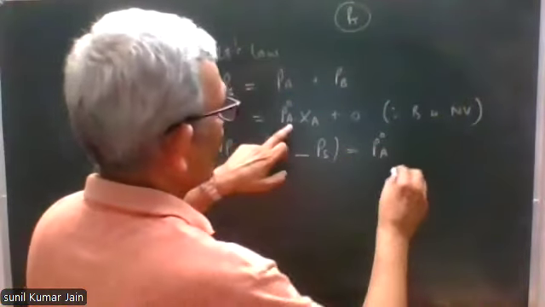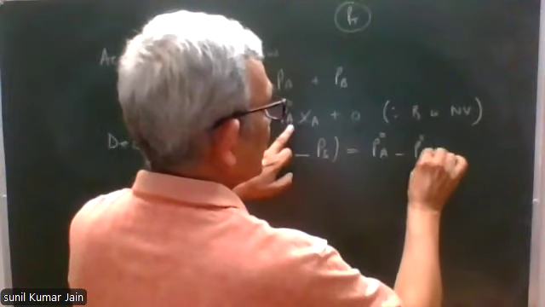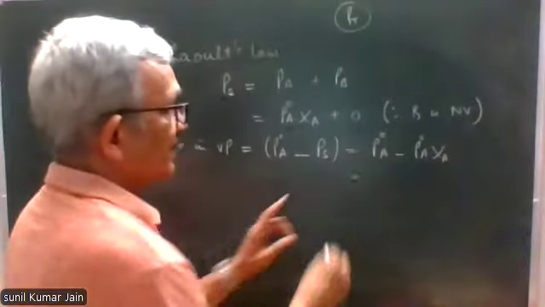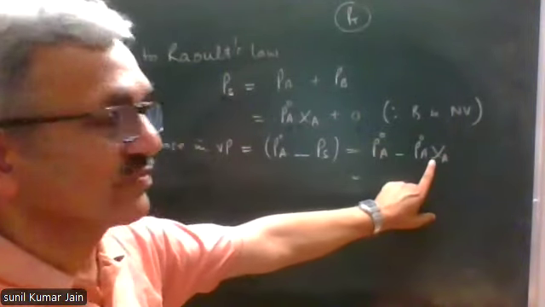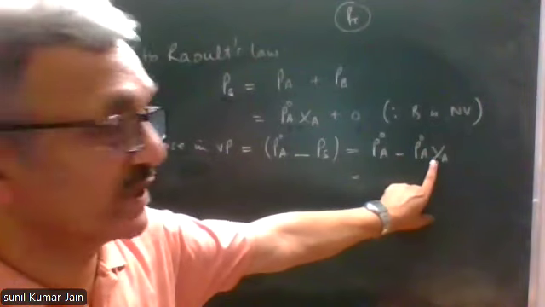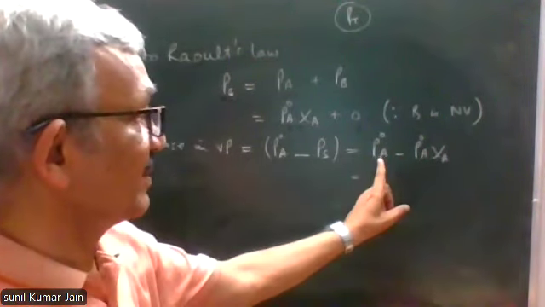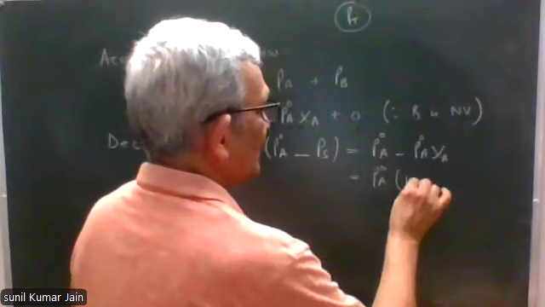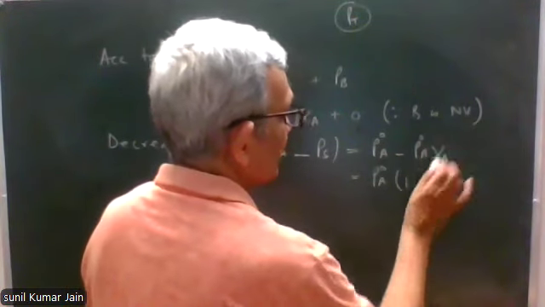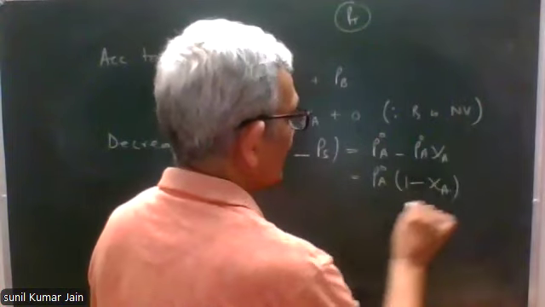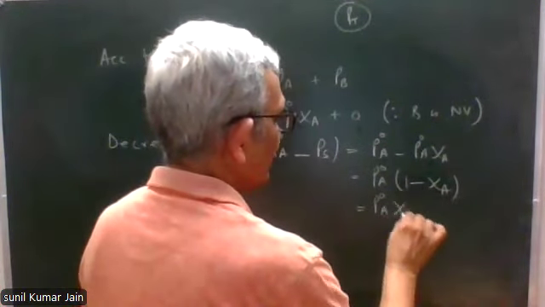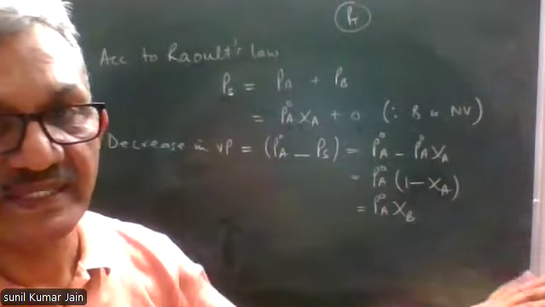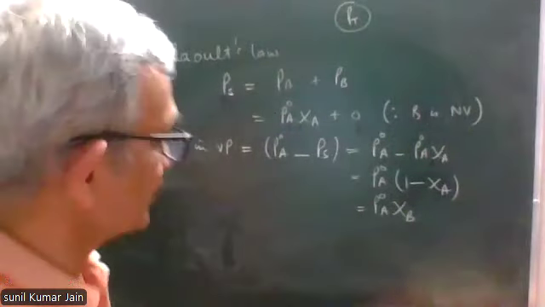minus P naught A chi A. Right? This is vapor pressure of pure solvent, and this is vapor pressure of solvent in the solution, and its value is lower than the value of this. Now I can say this is P naught A into 1 minus chi A, or I can say P naught A chi B, right? Chi A plus chi B is 1. So 1 minus chi A is nothing but mole fraction of solute.